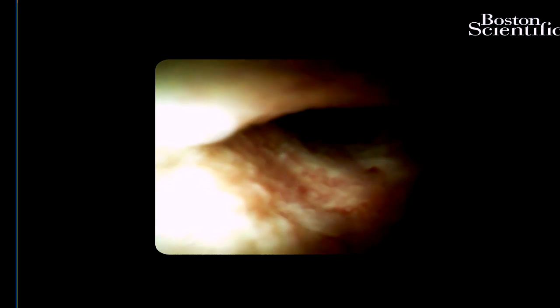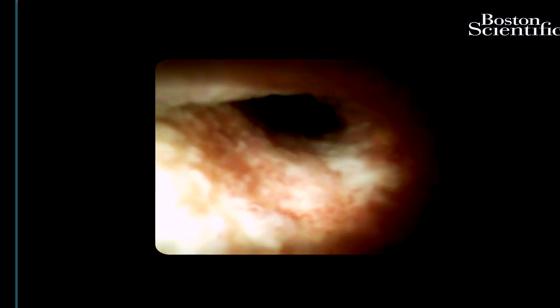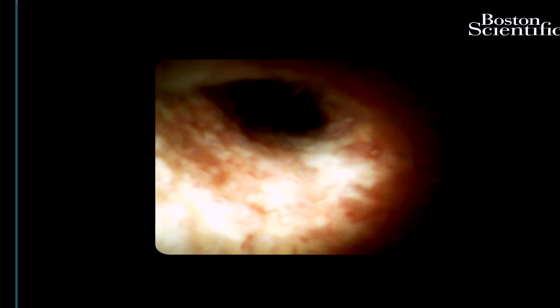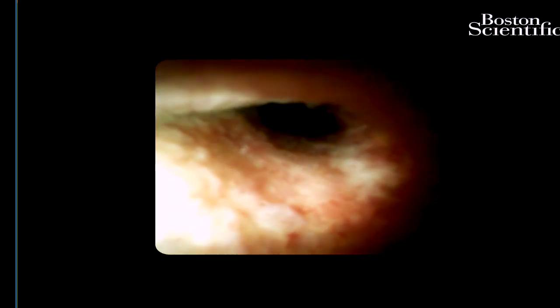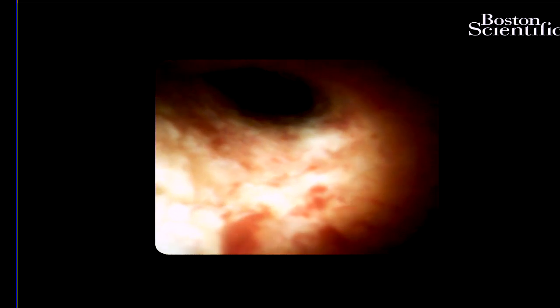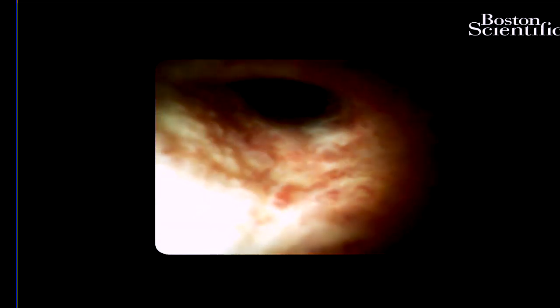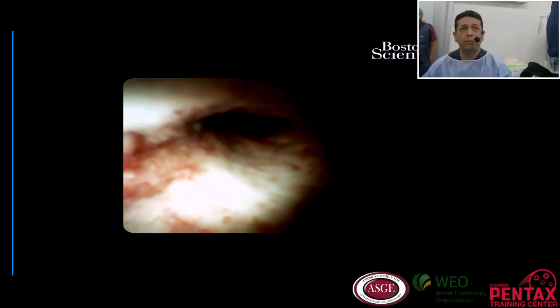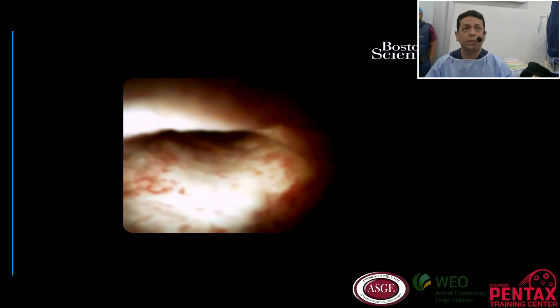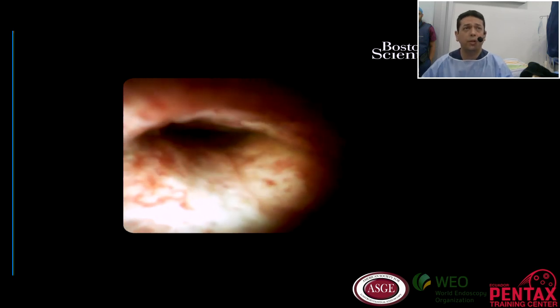So, in my opinion, there are some parameters of neoplasia taking the bile duct, the common bile duct, as you can see here. You see the extension of the lesion, we can see very well. I think that the condition of this patient is not for surgery because of the age.